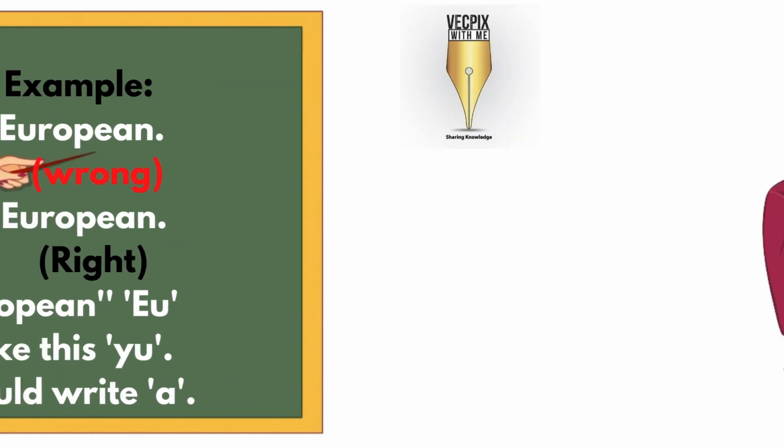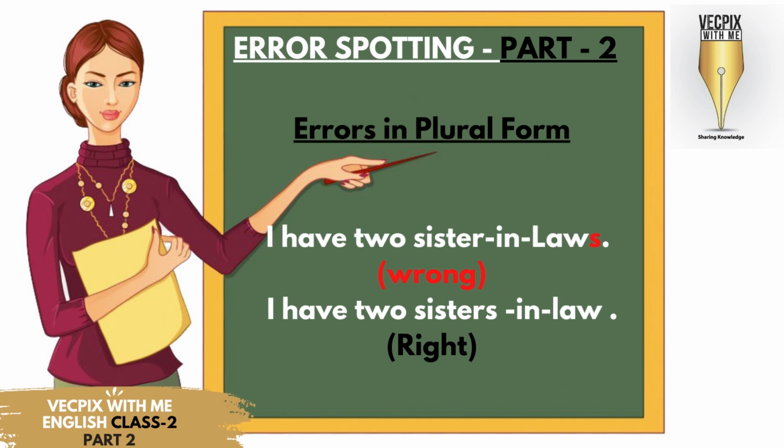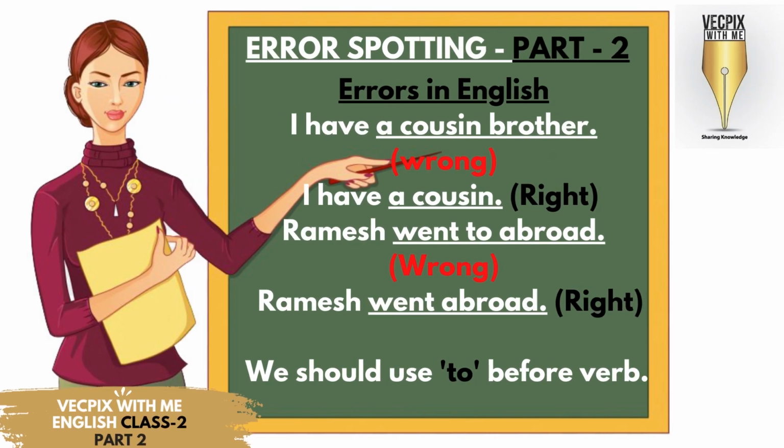Errors in plural form. I have two sister-in-laws. This one is wrong. I have two sisters-in-law. Errors in English. I have a cousin brother. This one is wrong. I have a cousin.